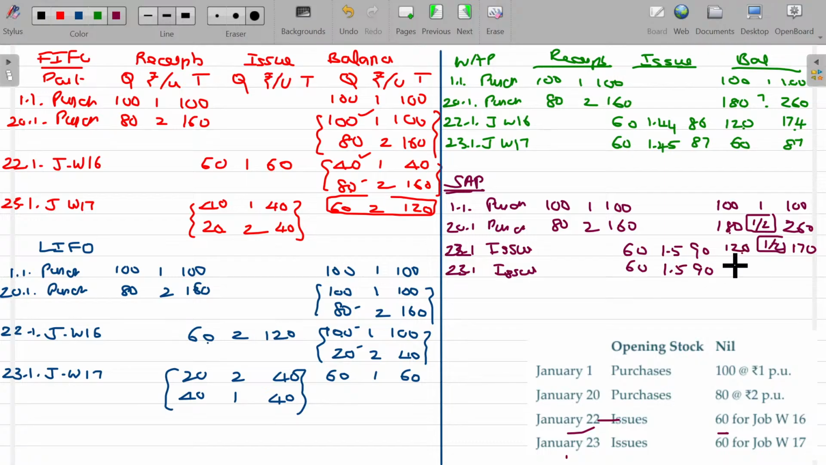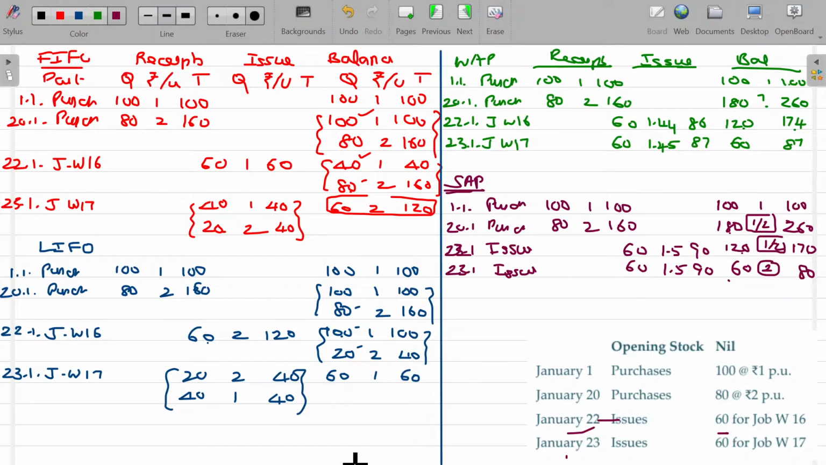Now 120 minus 60, 60. Value being 170 minus 90, 80. Now come on, tell me, what are the values of price we have here? Price of the stocks. 60 means only this item could be from here, am I right? This could be completely issued. Then we have only one price. While going for the next issue, you have only one price. 2 divided by 1, 2 will be taken here.